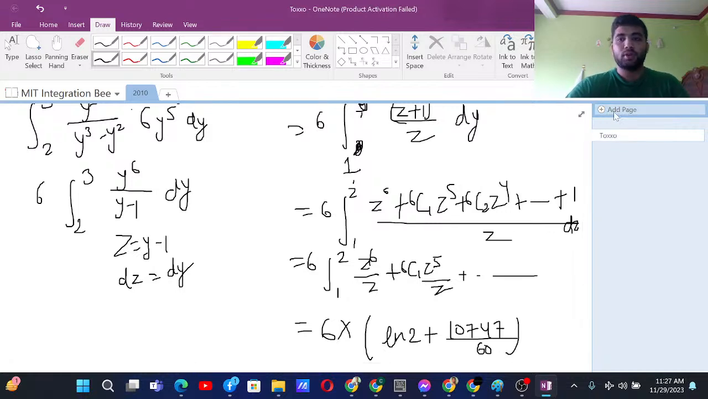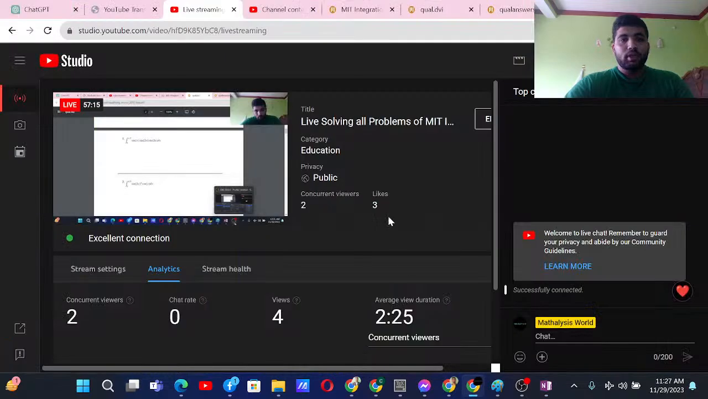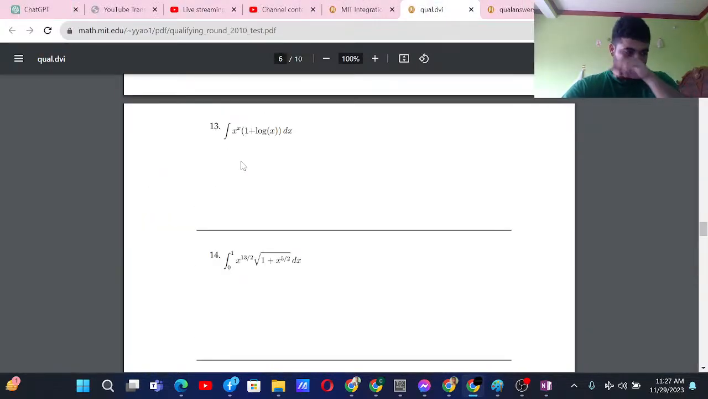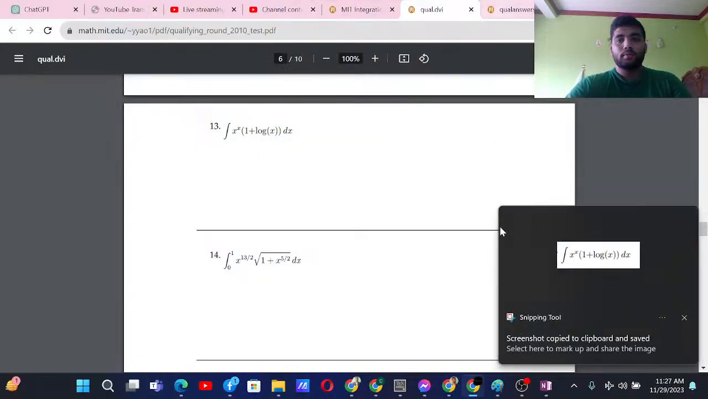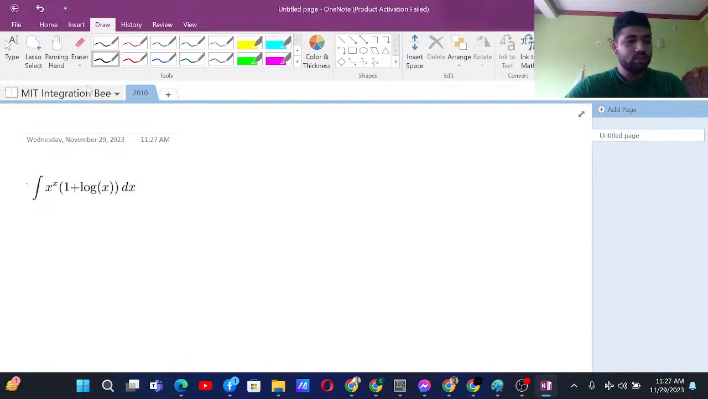Okay, so let's go to the next problem. Next problem from MIT integration B, question number 13. Now this problem is not that hard, since we know this is a standard derivative of x to the power x. So if we try to differentiate x to the power x, we'll get this, and this is well known, I think.